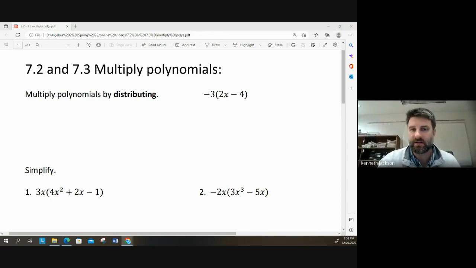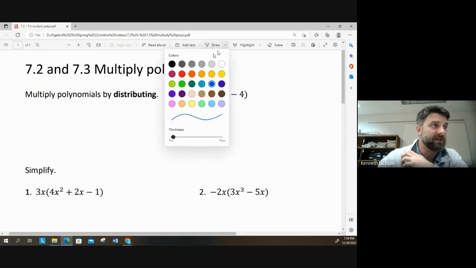These are notes for section 7.2 and 7.3, multiplying polynomials. Now, if you remember in section 7.1, we did 3 different videos, 3 lessons. The first 2 were a lot of vocabulary, laying the groundwork: monomial, binomial, trinomial. And then the third video was actually talking about adding and subtracting. Well, today we're picking up the next basic math operation, which is multiplying.